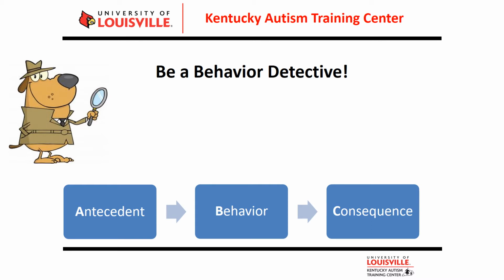So the A part stands for antecedent, which means what happens right before the behavior occurs. And the B is the behavior. So give me a good description of what the behavior looks like. The student hit another student. The student refused to complete the writing assignment. What did the behavior look like? And the C is the consequences. What happened after the behavior occurred? Was the student removed from the setting? Did everyone laugh? What happened directly after the behavior occurs? So we bring it back to looking at the ABCs of behavior.